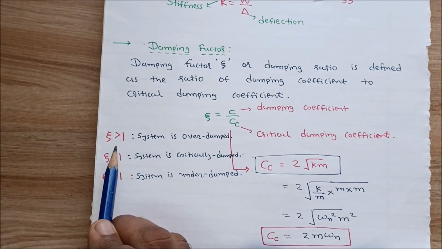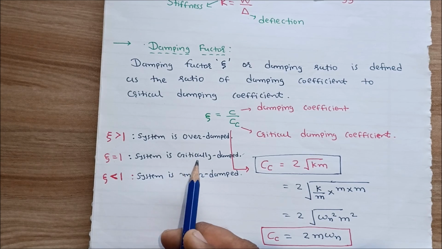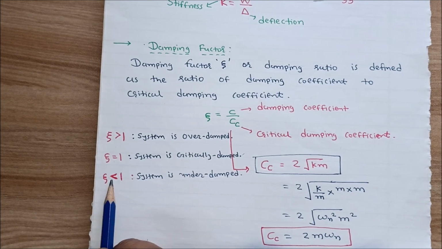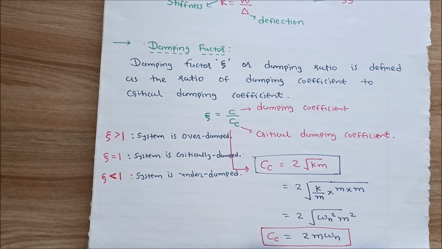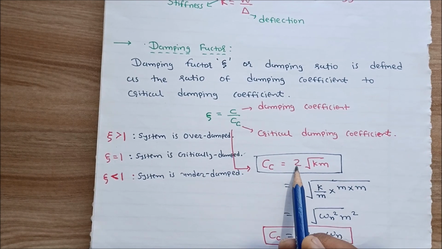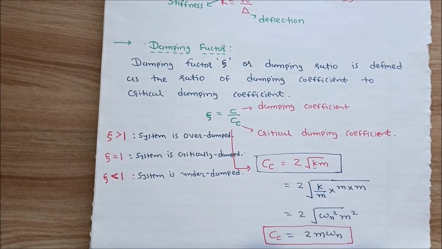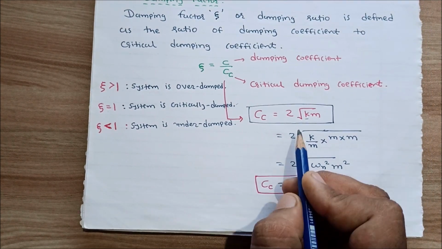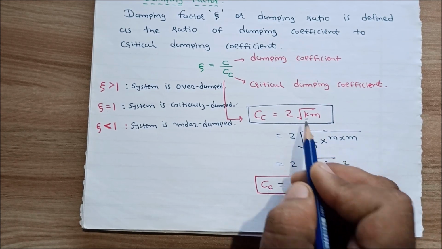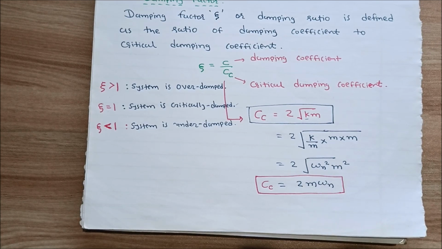If xi is greater than 1, then the system is over damped. If xi is equal to 1, then the system is critically damped. And if xi is less than 1, then the system is under damped. So how can we find the critical damping coefficient? Cc is equal to 2 under root km. Already we defined stiffness k as the load required per unit deflection, and if we divide by m and multiply by m, then k by m is omega n square, because omega n is under root k by m.